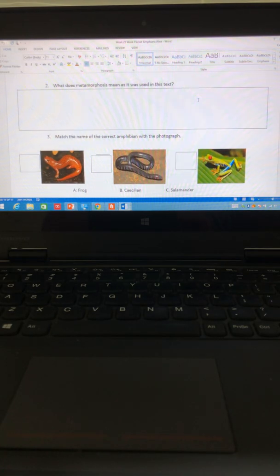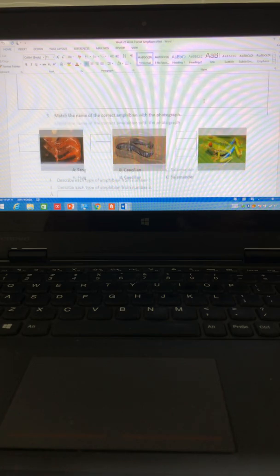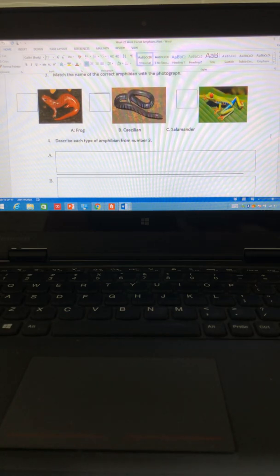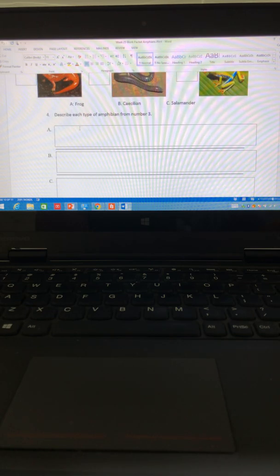Number 2, what does metamorphosis mean as it was used within this text? Number 3, match the name of the correct amphibians with the photograph. You have A, frog, B, Sicilian, C, salamander. Once you put the correct letter in the boxes, then you need to go down and describe each one of them by remembering what was A.